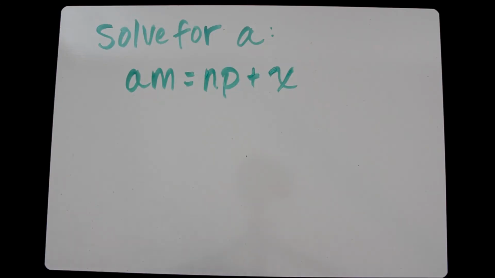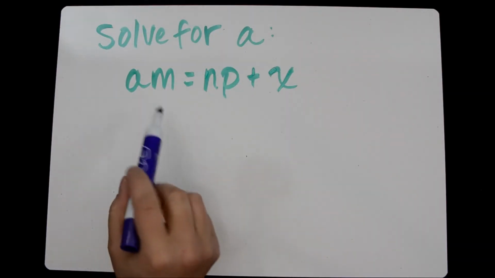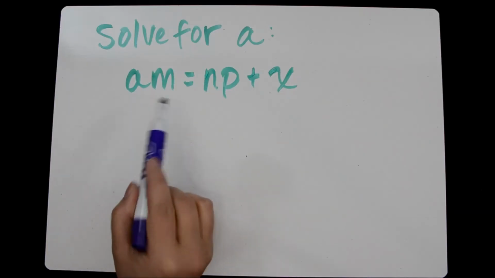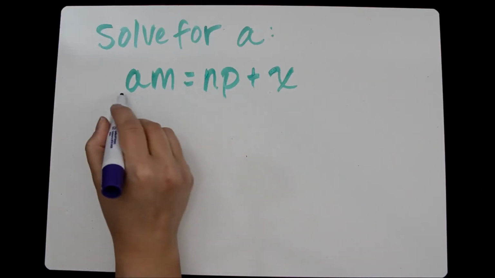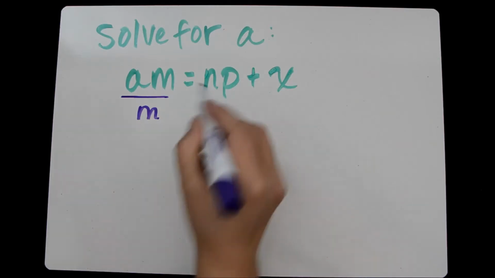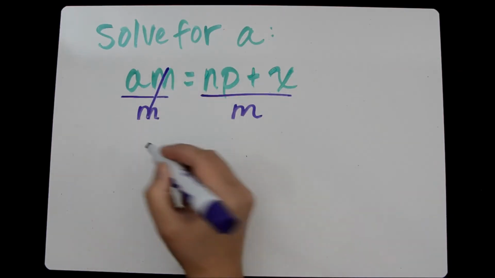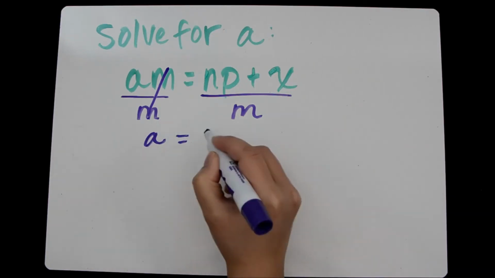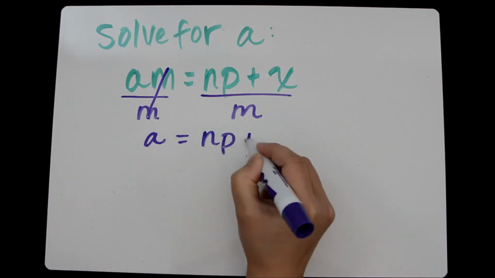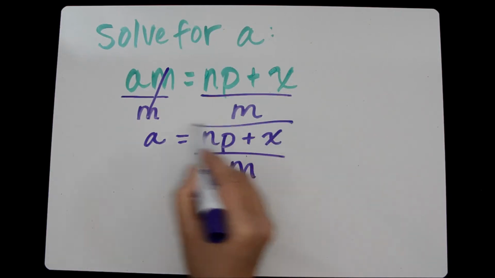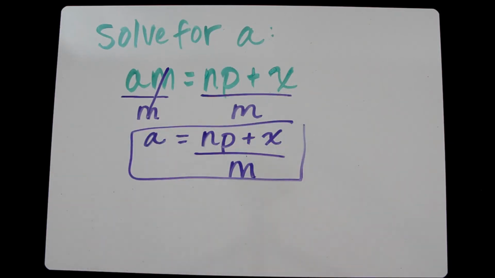This problem is asking us to solve for a. And so we're trying to get a by itself. The only thing keeping it from being by itself is the multiplication to m. So to undo the multiplication, we're going to divide. And whenever we divide, we divide everything. So here it ones out, and we're left with a is equal to np plus x all over m. Again, none of these terms can be combined because they're not like terms.